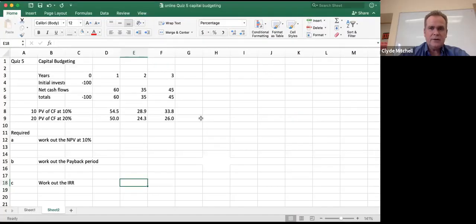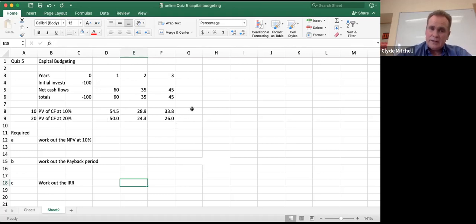Okay, so here we have a copy of the quiz. And I changed the numbers a little bit. And what we have here is initial cost of $100. And then we get back $60 in year 1, 35 in year 2, 45 in year 3. And then what I've done is I've gone ahead and put in formulas to work out the present value of those cash flows, the 60 to the 45, firstly at 10% discount rate, and secondly at 20% discount rate.